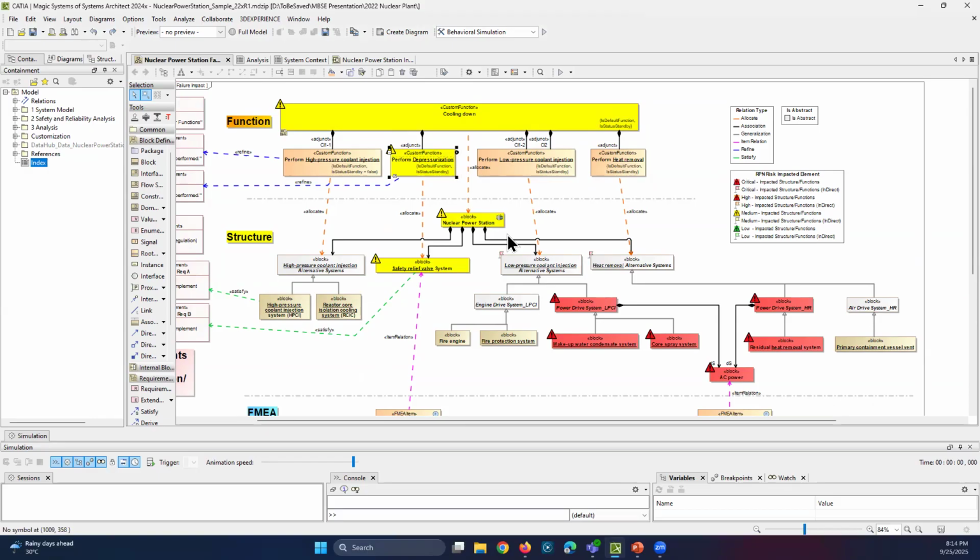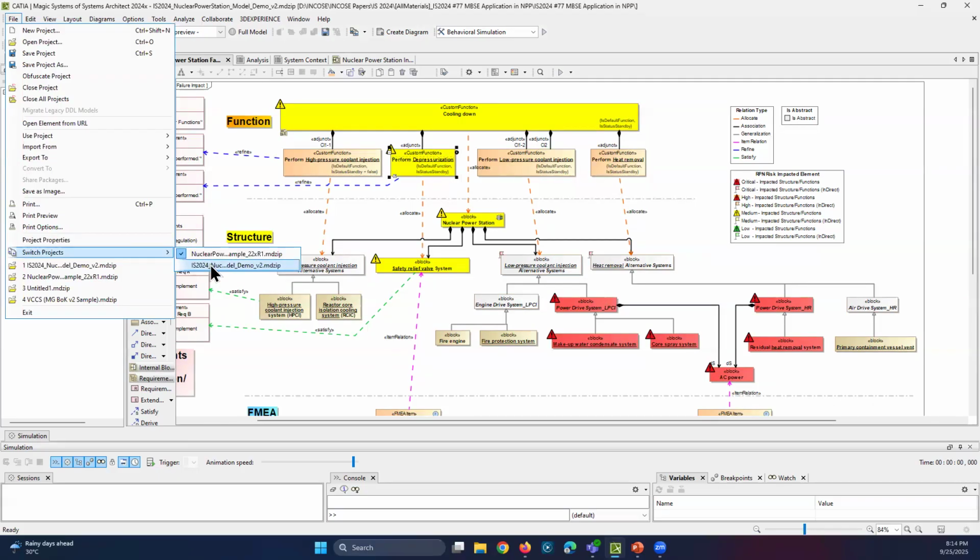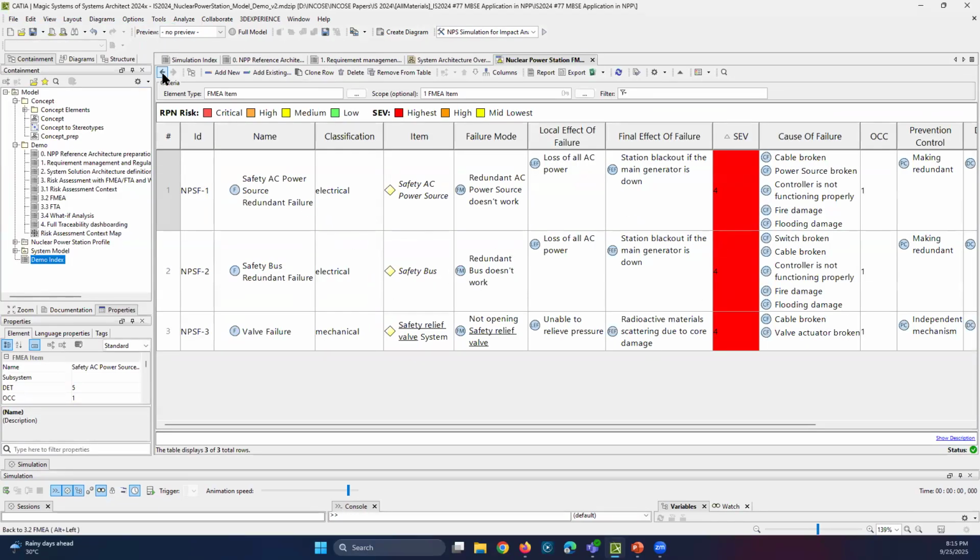So the chain of relationships in the models between the functions, the structure, the systems, the requirements, and the law and regulation are all in a chain, right? So when one thing is identified, the impact will be easily found. This is one of the very important aspects of traceability.